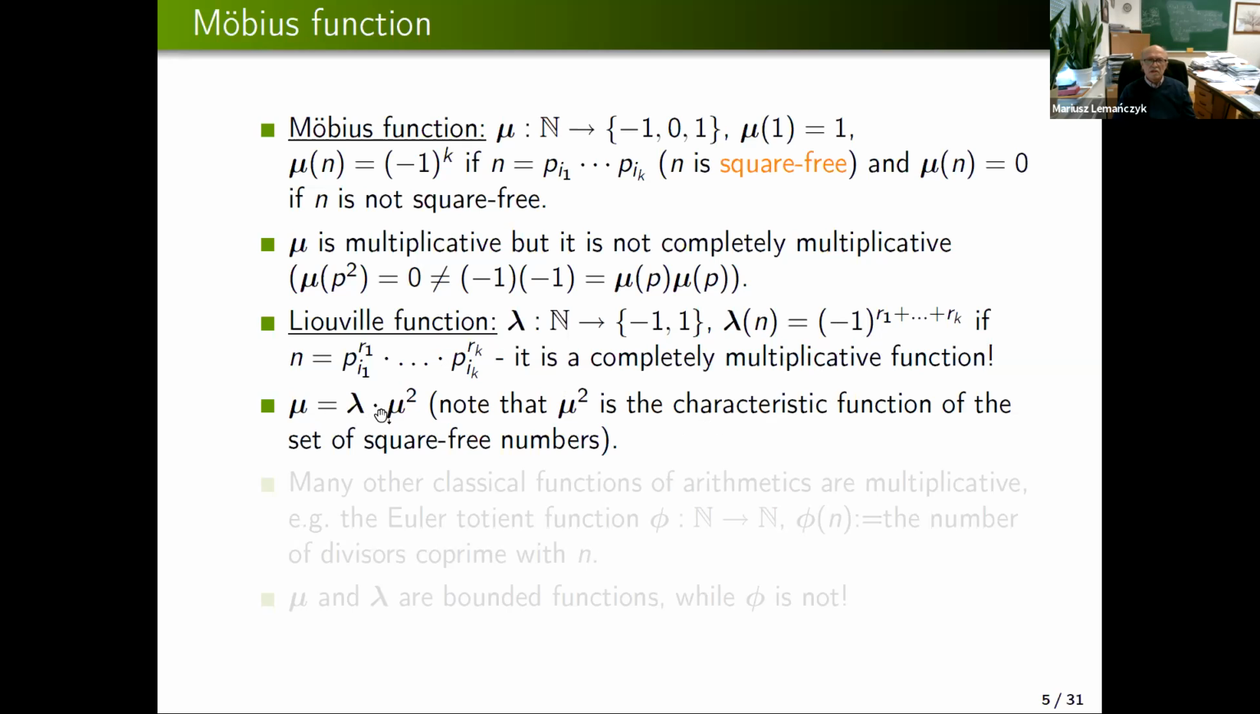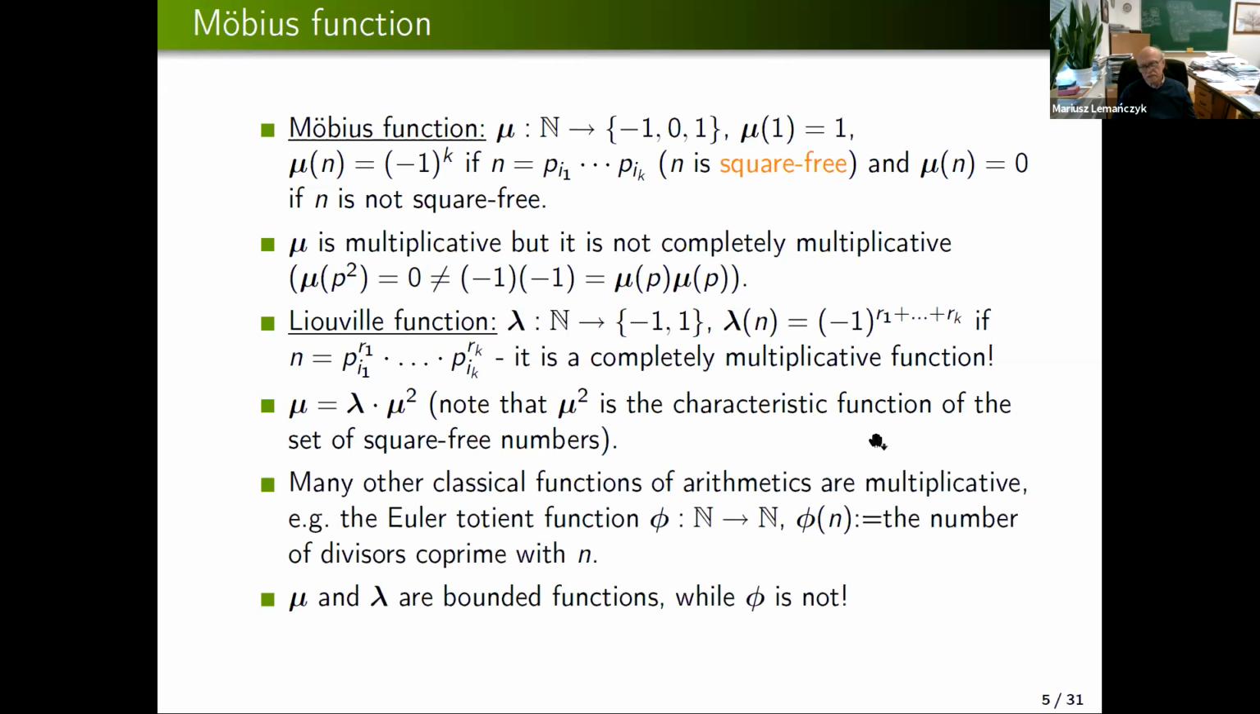You can see that there is a basic relationship between these two functions. Namely, if you want to get mu from the Liouville function, you have to multiply by mu square. Mu square, if mu has values -1, 0, 1, will have values 0 and 1, so it has to be a characteristic function, and indeed, this is the characteristic function of the set of square-free numbers.